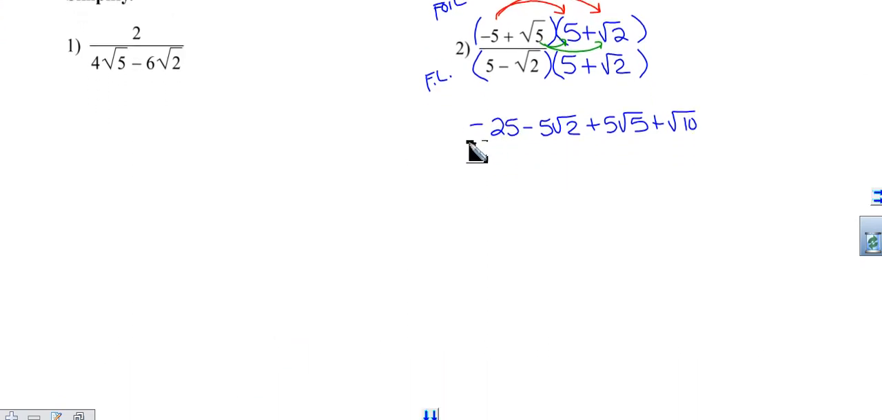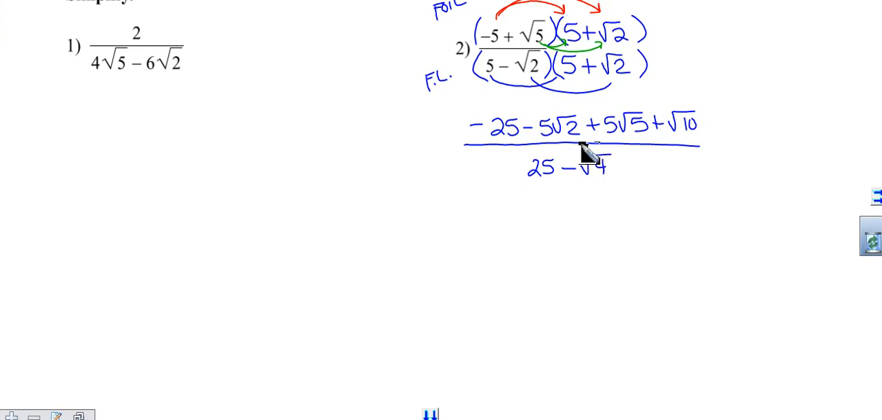In the denominator, like I said before, since these are conjugates, I only have to multiply the first terms, 5 times 5, which is 25, and the last terms of each parentheses. Negative square root of 2 times positive square root of 2 is negative square root of 4. Now it's time to clean up the problem and see if any of my terms can combine.